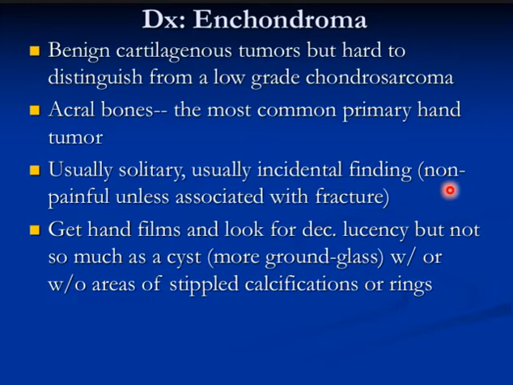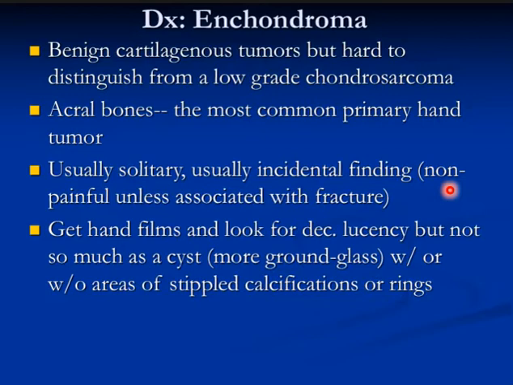Get hand films and look for lucency, not so much as a cyst. It's more of a ground glass appearance, a little bit denser than a cyst. And look for stippled calcification, that is cartilaginous calcification. It's pathognomonic of a cartilaginous tumor. They call it rings and arcs of calcification.